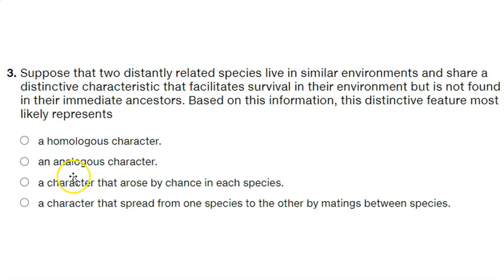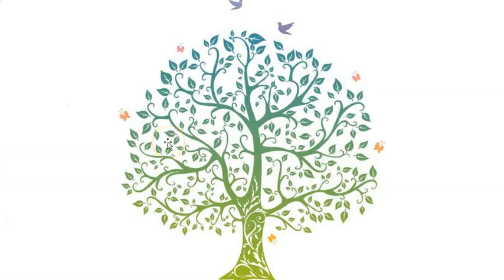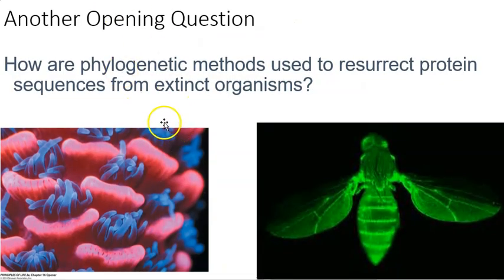And then number 3: suppose that two distantly related species live in similar environments and share a distinctive characteristic that facilitates survival, but it is not found in their immediate ancestors. So this distinctive feature would most likely represent, well, homology would represent common ancestors, so this would be an analogous character. Okay. From another textbook, phylogeny can help us resurrect protein sequences from extinct species. We probably won't dive into that, but that's just kind of interesting.